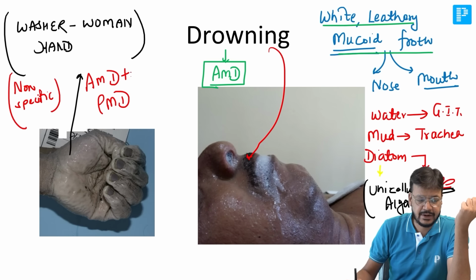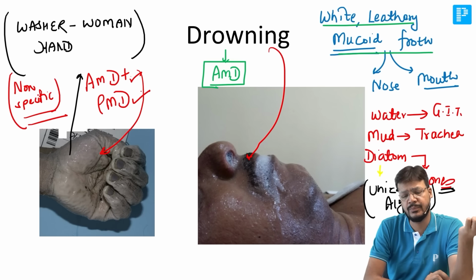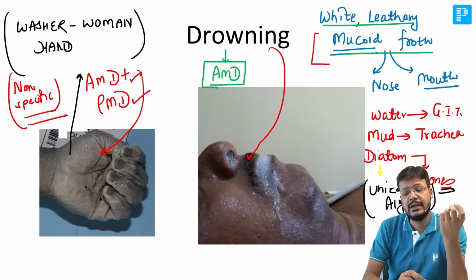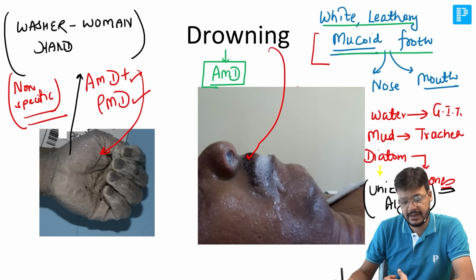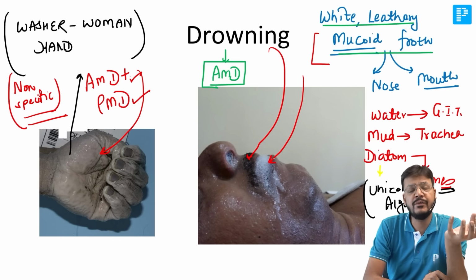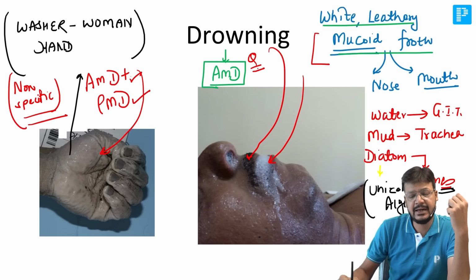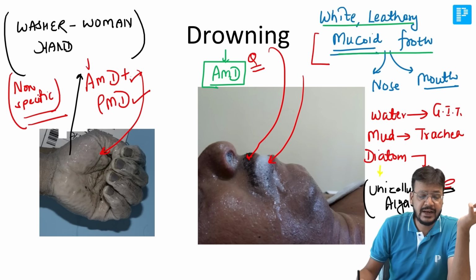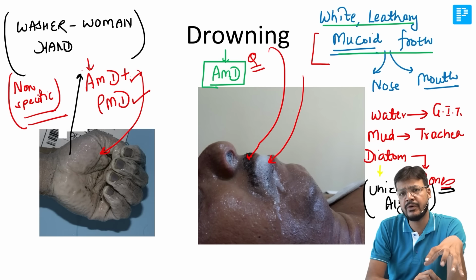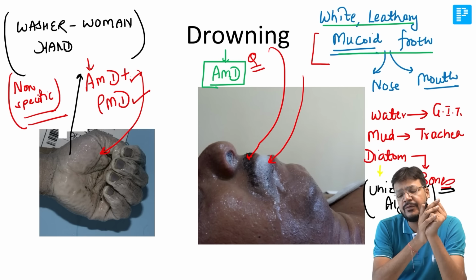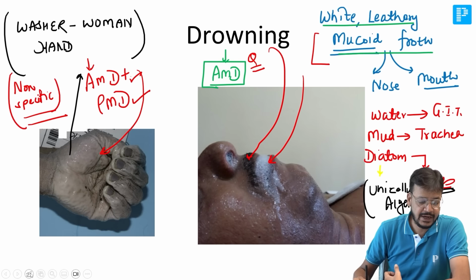Washerwoman hand, my dear friend, is a non-specific finding that can be seen in antemortem as well as postmortem drowning. But if you see white leathery mucoid froth from the mouth, this is characteristic of antemortem drowning. So washerwoman hand can be seen in antemortem plus postmortem drowning, but white leathery mucoid froth is a characteristic finding of antemortem drowning.